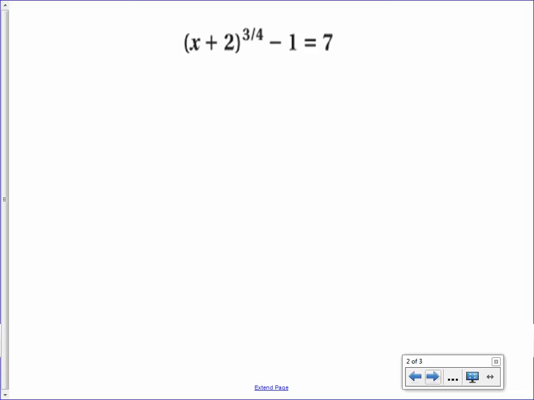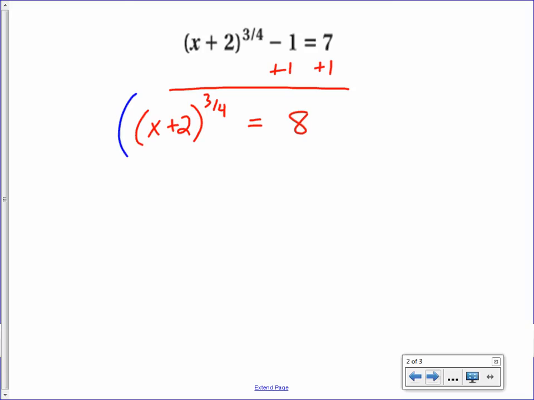The first thing I want to do is, again, isolate our radical. I want to leave this x plus 2 to the 3/4 power on the left, and move everything else to the right. So this minus 1, I want to move to the right side of the equation. So on the left, I'll have x plus 2 to the 3/4 power, and on the right, I'll have 8. Now, like I said, rather than writing this as a radical and having to create more work for ourselves, what you're able to do here is use the reciprocal of 3/4, which is 4/3. We're going to raise both sides to the 4/3 power.